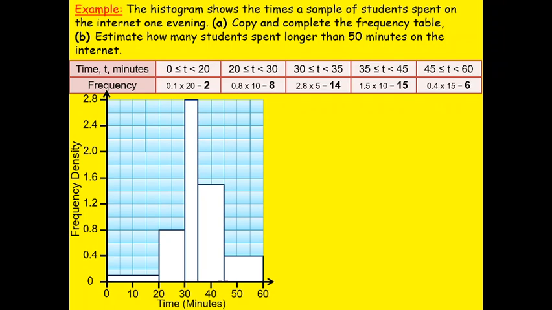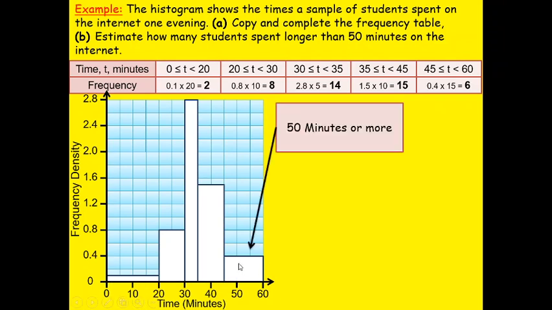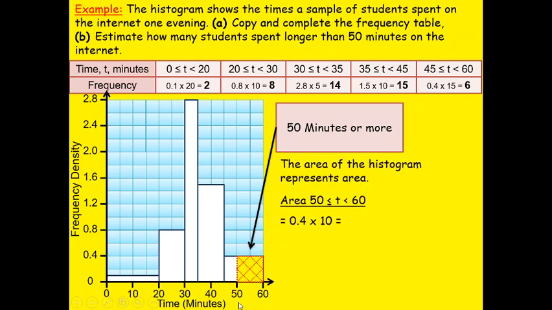Now, how many students spent longer than 50 minutes on the internet? If you look, 50 minutes is actually that little bit there, or more, so it's actually this little bit here. Now, if you look at that, I think it's all about area. So when I'm looking at that, my width is 10, my height is 0.4, so I'm going to do 10 times 0.4, which is 4. And that's an estimate, because we think those people are evenly distributed through the entire class.